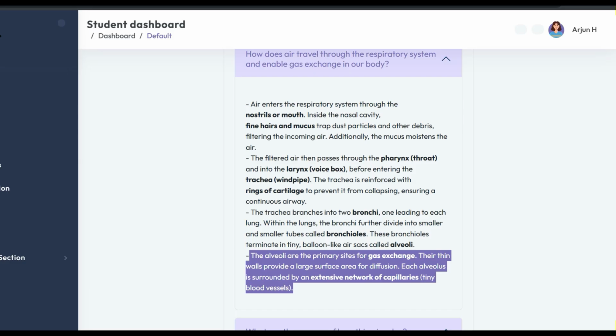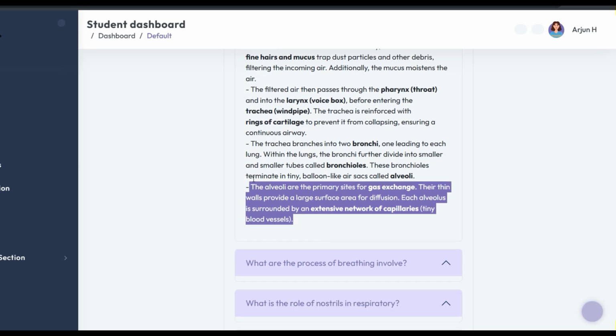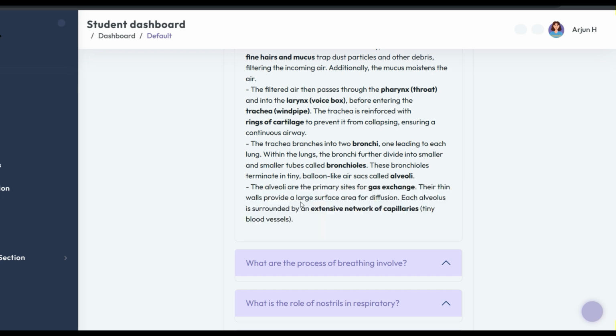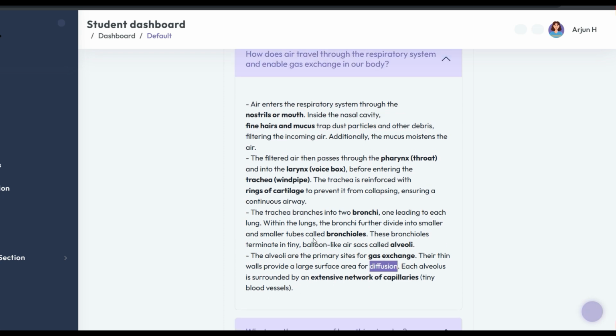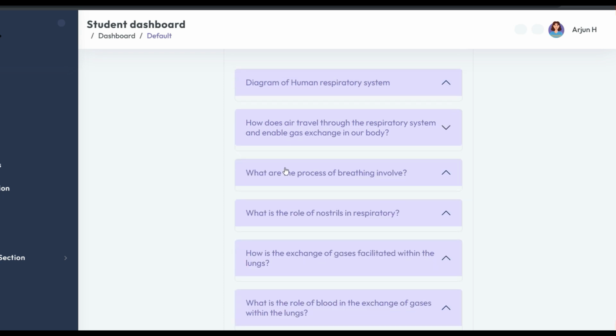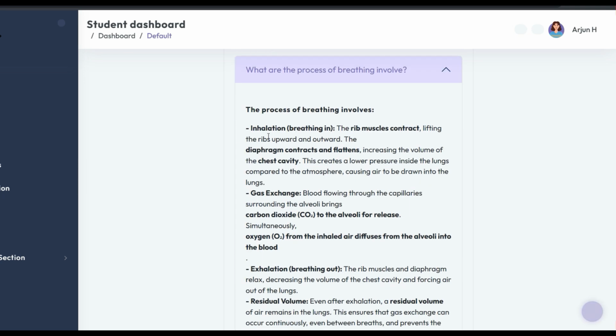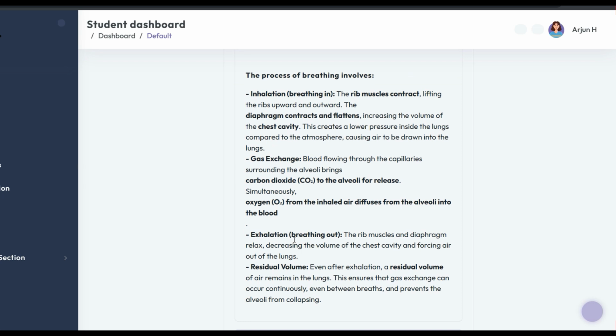So let's look at the text. In the last video, we saw that alveoli play a primary role. It's the primary site for gas exchange. The thin walls provide a large surface area for diffusion. You understand diffusion, right? Each alveolus is surrounded by an extensive network of capillaries, the tiny blood vessels that help in this process of exchange. What are the processes of breathing involving? Inhalation, exhalation, and in between, your gas exchange.